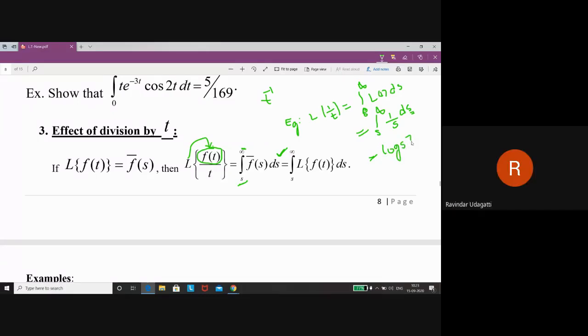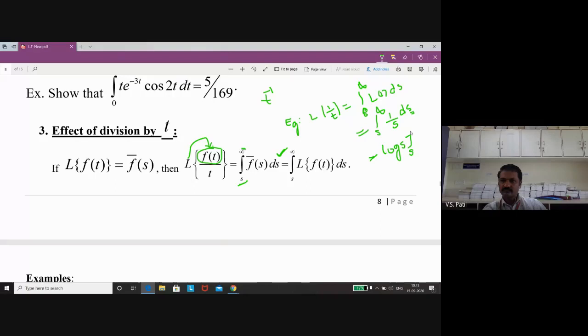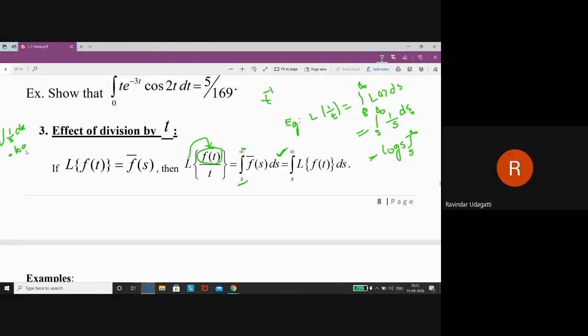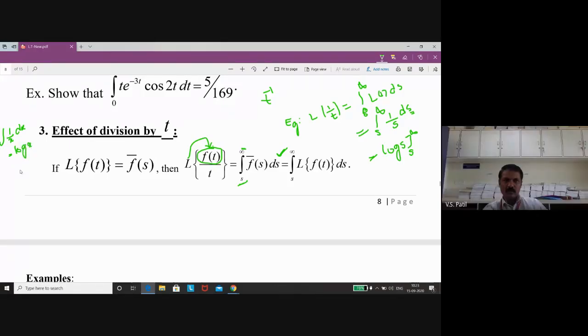Log s. How have I written this? See, I'll write once again here. This is d by dx of... or I'm sorry, 1 minute. What is the integration of 1 by x dx with respect to x? How are you going to write it? Directly you are going to write this as log x. Which property are you using here?